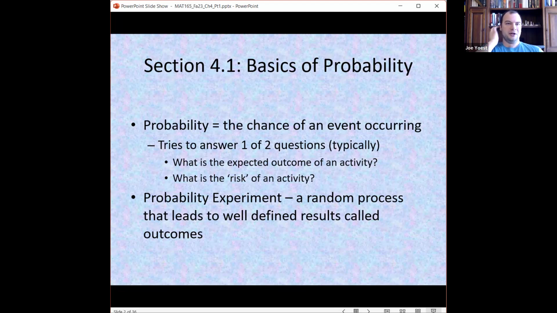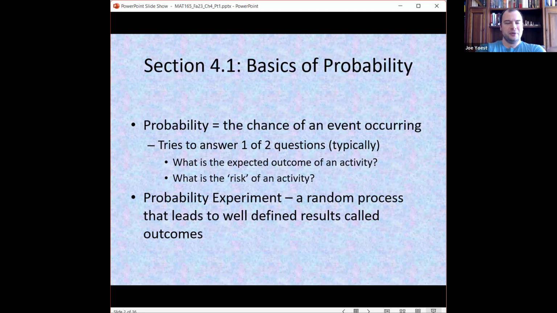Maybe what's the expected outcome of an activity? So if I do this activity, what do I think is likely to happen? Or maybe what's the risk of an activity? If I do this activity, what's in some sense the range of reasonable situations that could occur? A probability experiment is a random process that leads to well-defined results called outcomes.